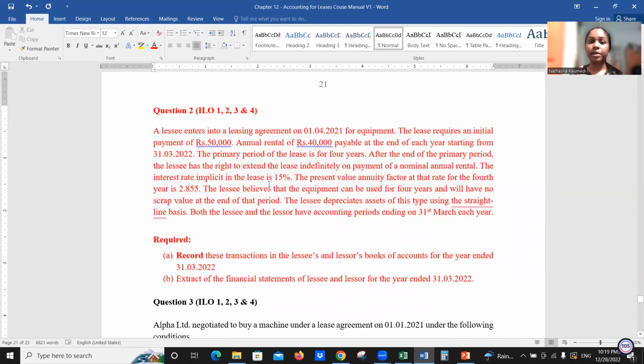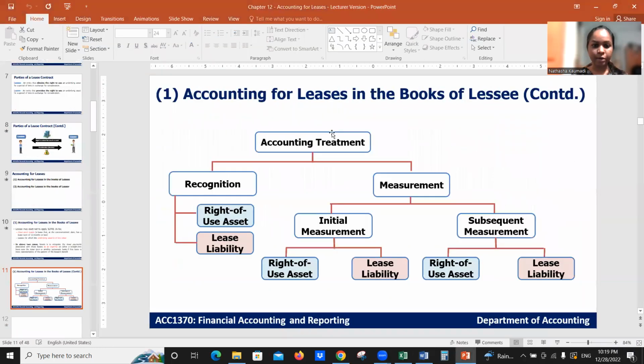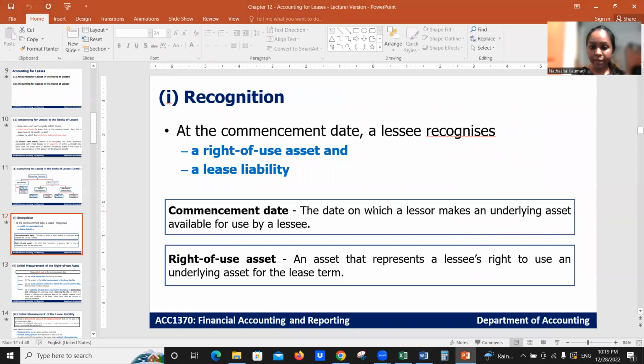Now, first of all, we'll read this question. A lessee enters into a leasing agreement on 1st April 2021 for equipment. So they are trying to lease an equipment. The lessee is entering into the leasing agreement on 1st April 2021. What does that mean? If you can remember, you have learned commencement date. If you go back to your slides, the commencement date is the date on which a lessor makes an underlying asset available for use by a lessee.